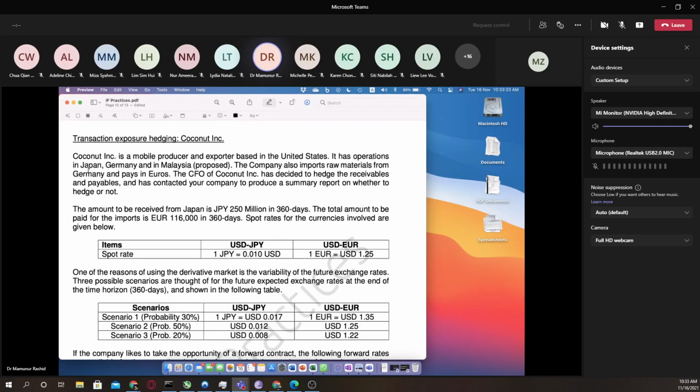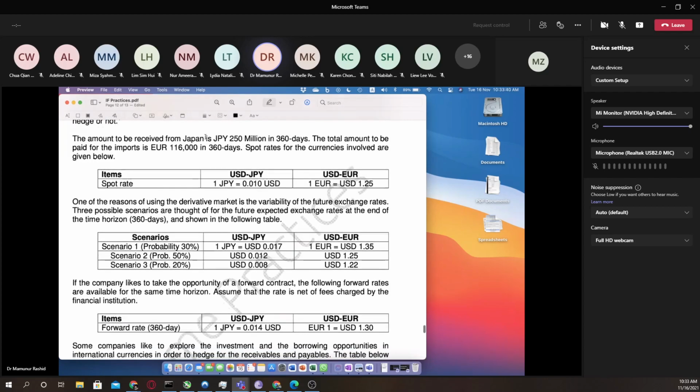I think this is a similar example we have done already. The CFO of Coconut Incorporation has decided to hedge the receivables and payables, and has contracted your company to produce a summary report on whether to hedge or not. The amount to be received from Japan is 250 million Japanese yen in 360 days, so it's a 1-year contract. Total amount to be paid for the import is euro 116,000. So this is exactly the example that we have done in our class.